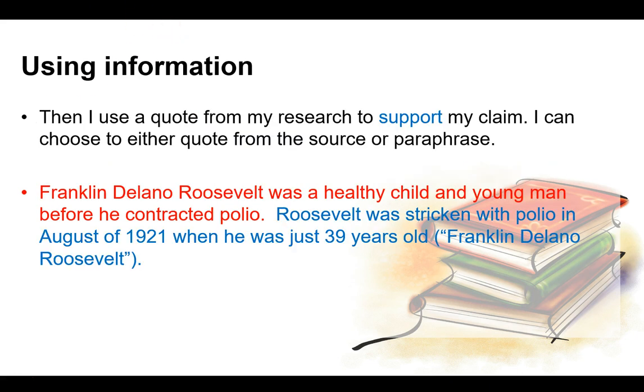Then this is information that I got, and this is paraphrased information. So this blue part here is some information that I got from my research. So then I use a quote from my research to support my claim, and I can choose either to quote from the source, and by quoting I mean word for word, I copy and paste it word for word, or I paraphrase. In this case, I am paraphrasing from my source. I'm putting it into my own words.